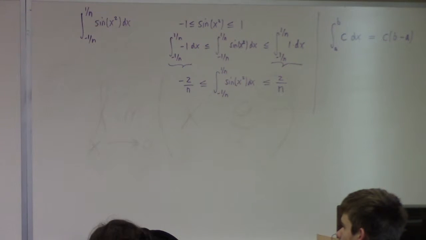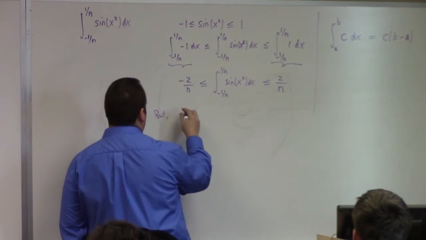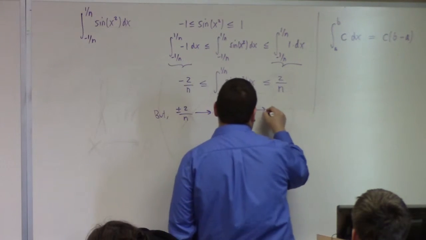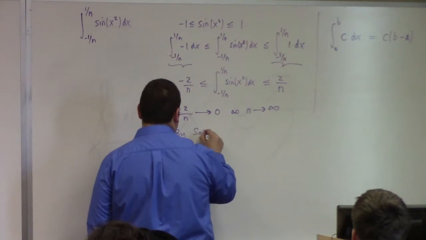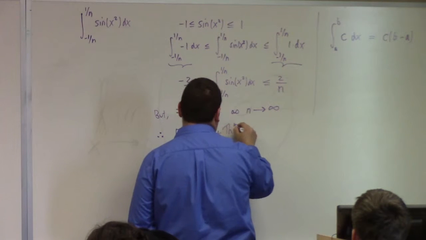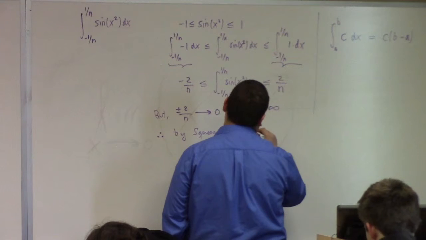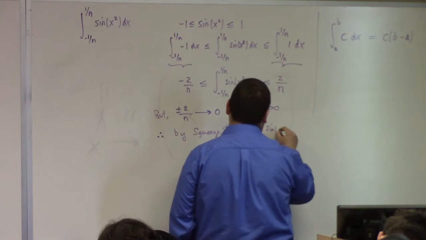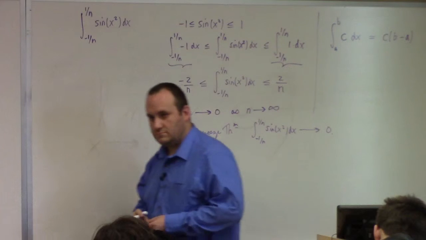So I just used that 2 times. One for the lower integral, one for the upper integral. And then what? Plus or minus 2 over n goes to 0, right? As n goes to infinity. Therefore, by squeeze theorem, it's not a capital T, or pi. Squeeze theorem, we have the integral from minus 1 over n to 1 over n of sine of x squared dx goes to 0.